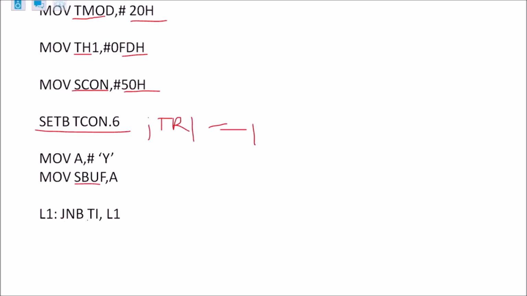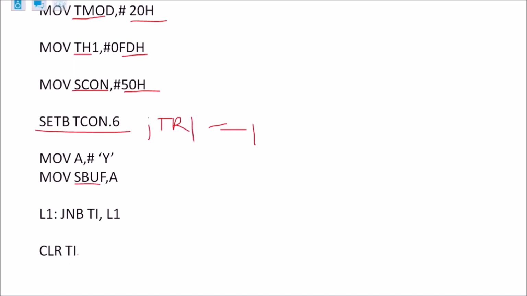So JNB TI, L1. Jump if not bit, means if the TI bit is 0, the condition is satisfied, jump to label L1. L1 is again the same. Continuously it will check whether TI is 0 or not. If it is 0, it will jump again. If it is 1, the condition is not satisfied, so it will come out of this loop, and we know that data is transmitted completely. One character is transmitted completely.